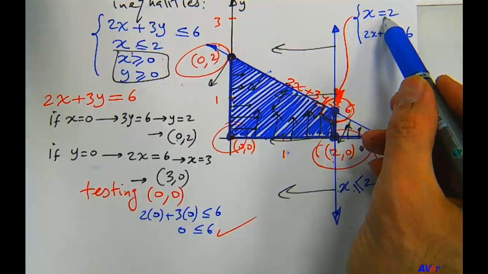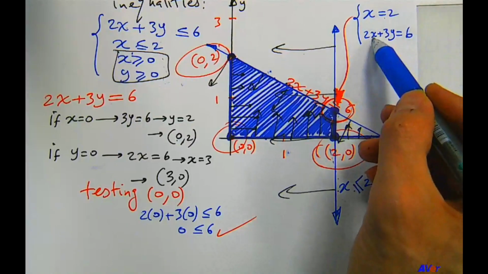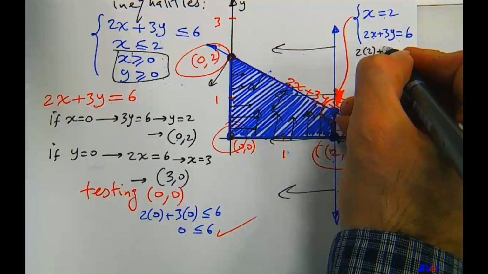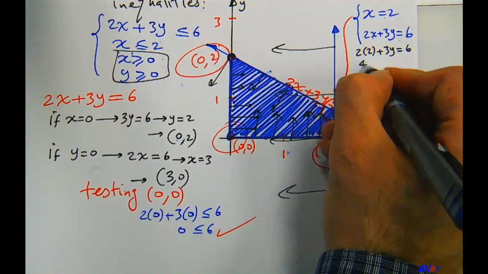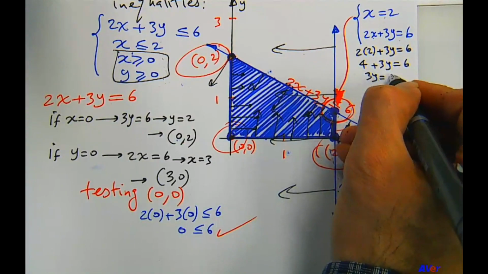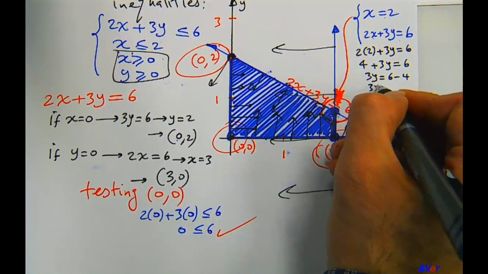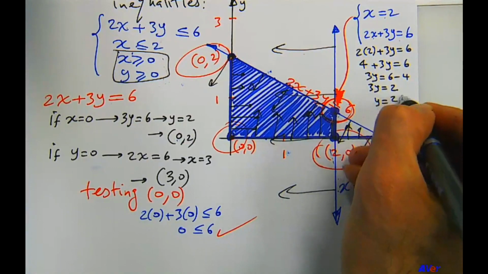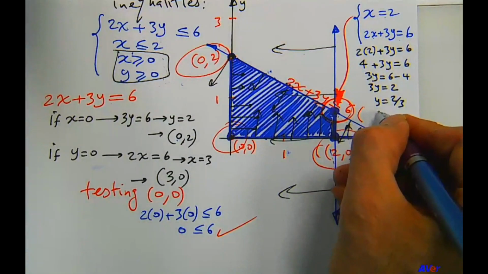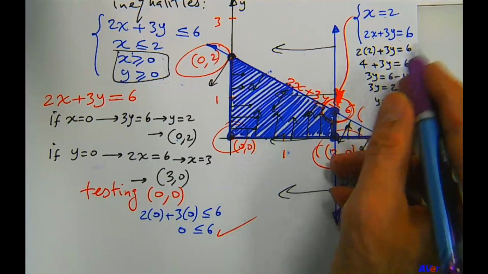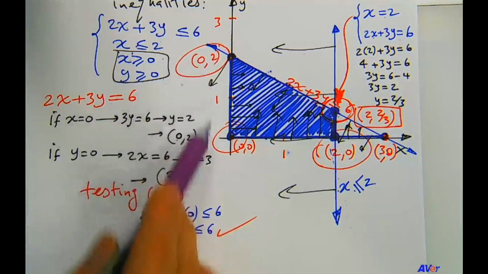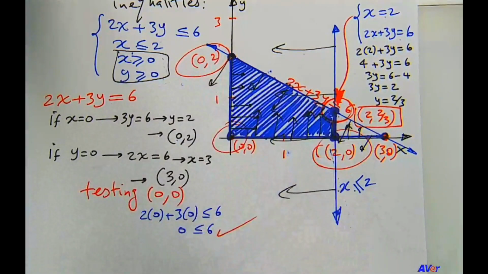So that's an easy system to solve. We already know what x is. Plug it in here and find y. So let's do that. We have 2 times 2 plus 3 times y equals 6. 4 plus 3y equals 6. 3y equals 6 minus 4. 3y equals 2. y equals 2/3. So the coordinates of that last point are 2 comma 2/3, right? So we have 4 corner points and we have the coordinates of all 4 corner points.